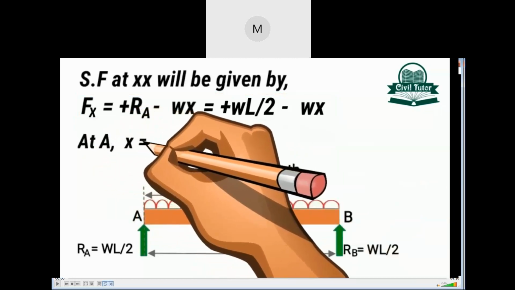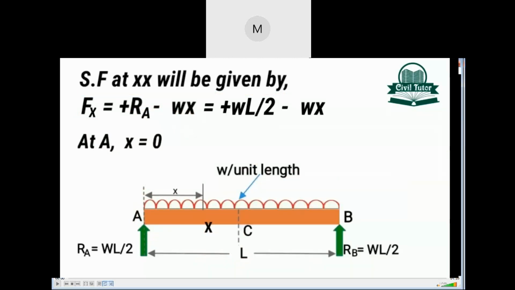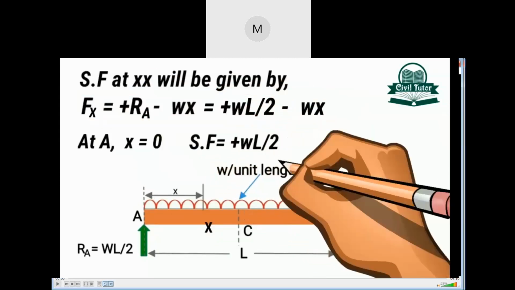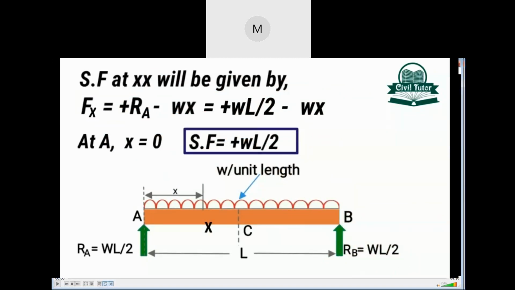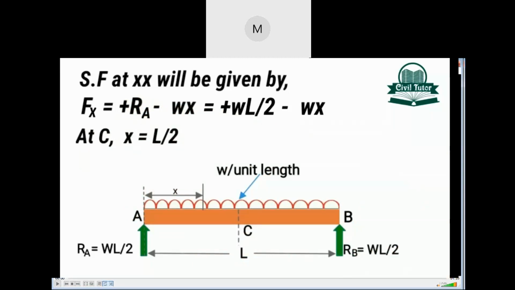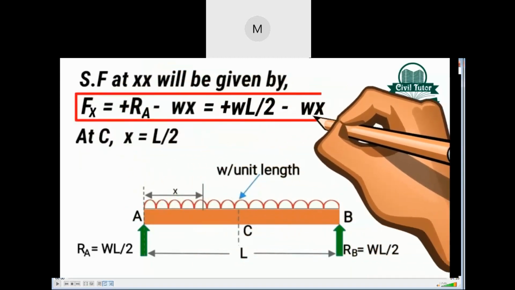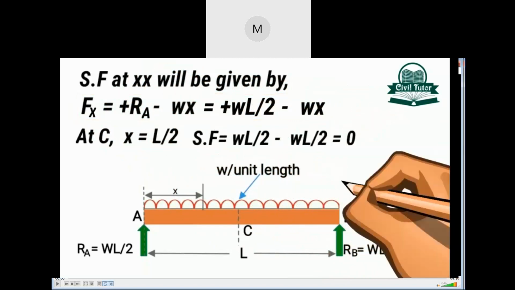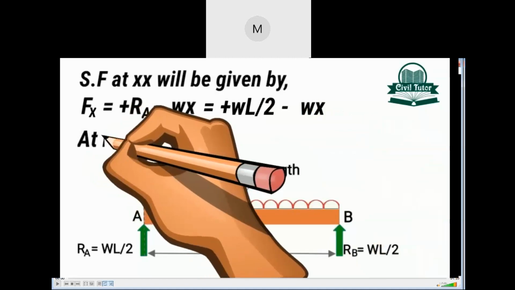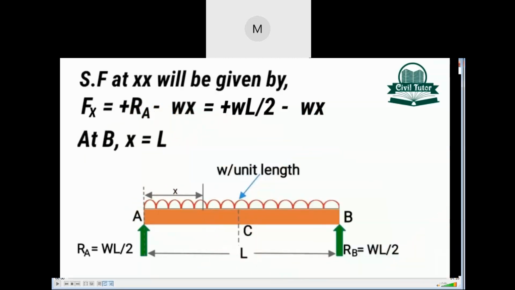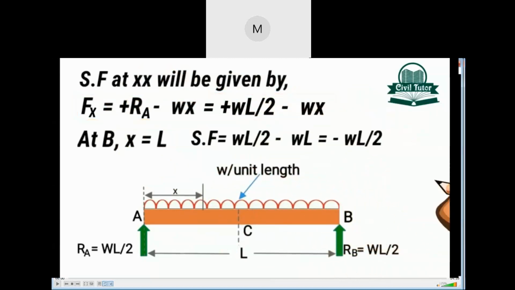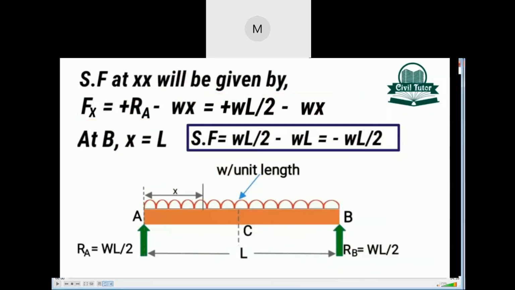At point A, the value of x will be equal to 0. So on substituting this value in the shear force equation, we will get the value of shear force at point A equal to plus WL divided by 2. At point C, x will be equal to L divided by 2. On substituting this value in the shear force equation, we will get the value of shear force at point C equal to 0. And at point B, x is equal to L. On substituting this value in the equation of shear force, we will get the value of shear force at point B equal to minus WL divided by 2.